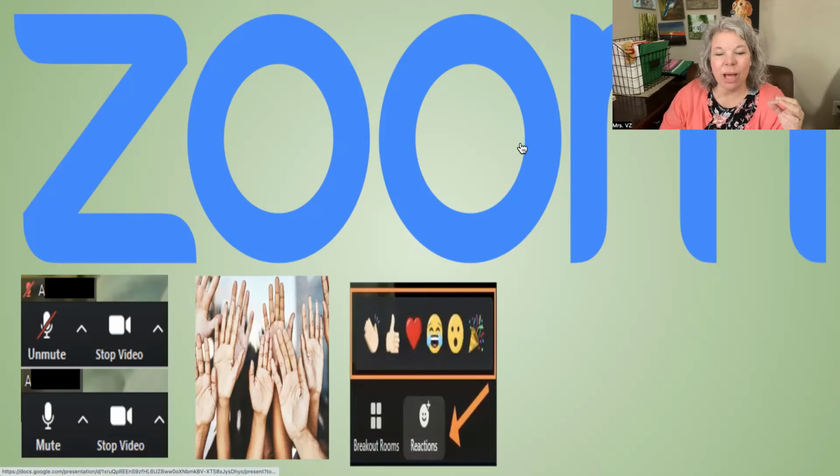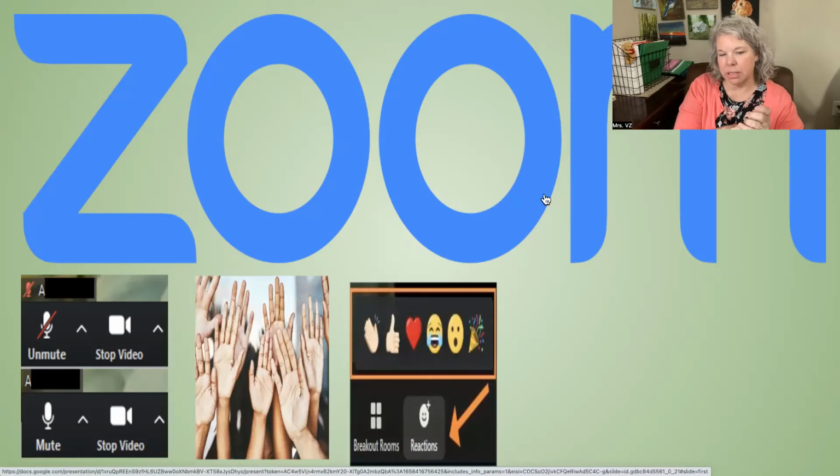Now, the next thing we talk about are the reaction buttons. And I communicate two things about reaction buttons. I think they're fun and I really enjoy them in the positive aspect of them. But some of the reactions that can appear on Zoom are not encouraging.